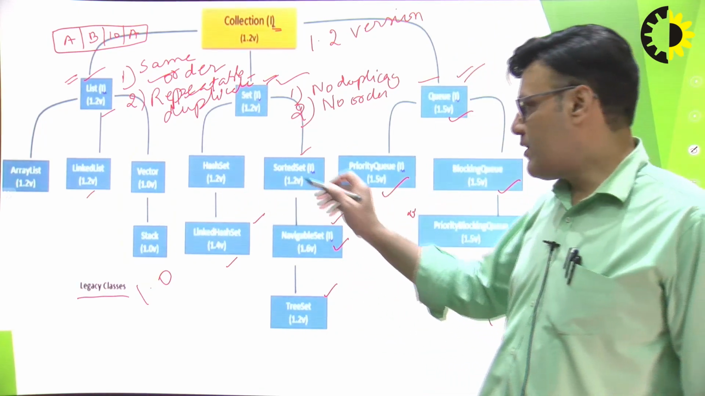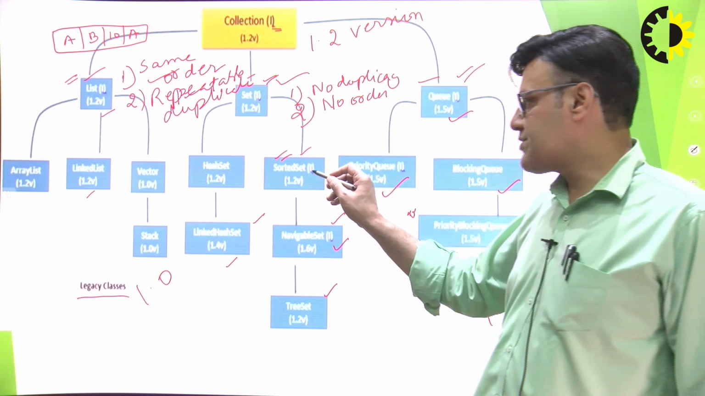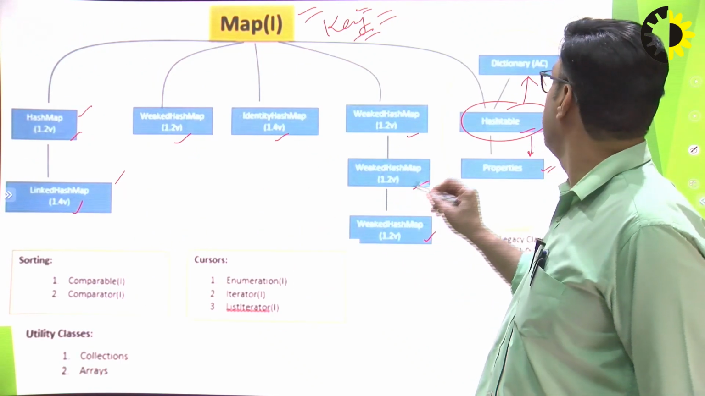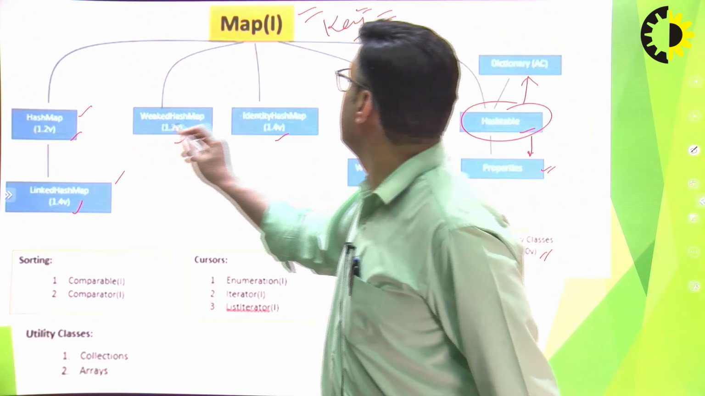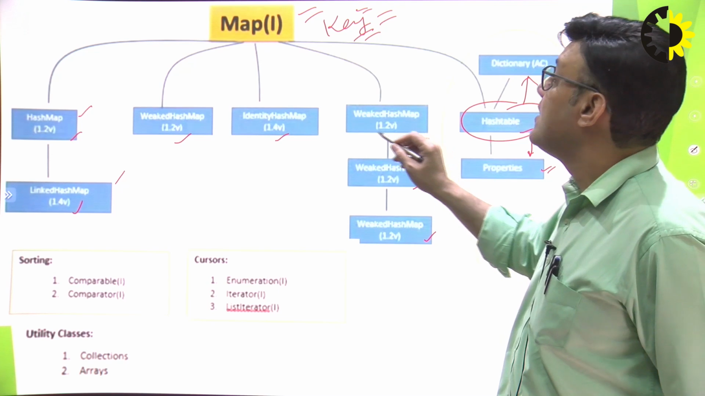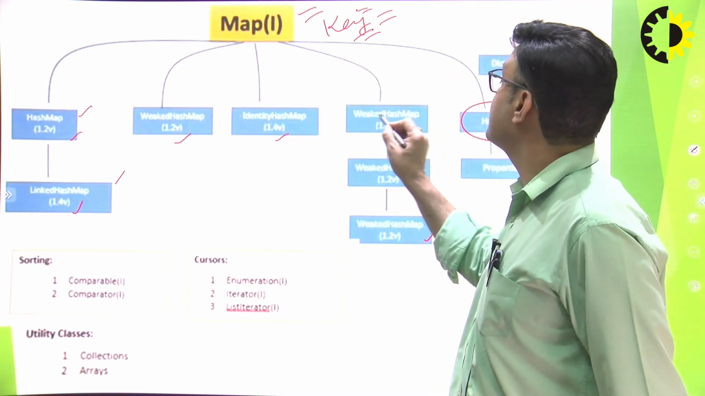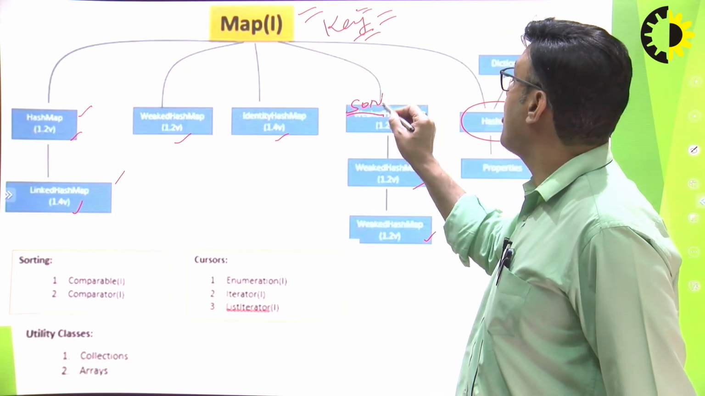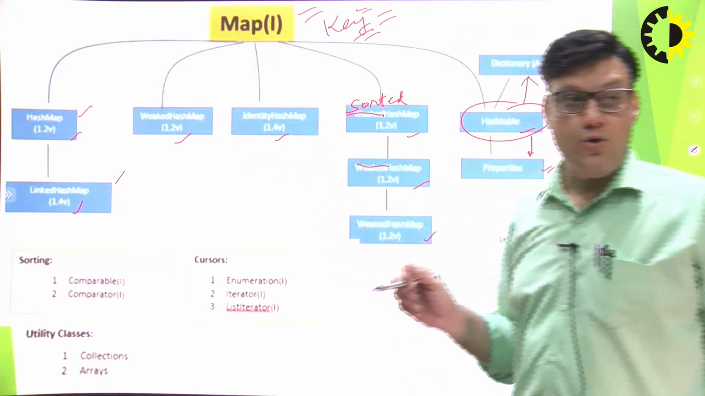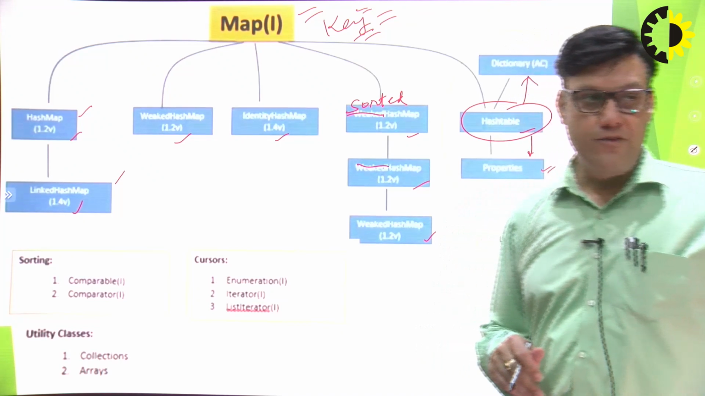Okay, collection. Now here we are using sorted set and sorted list, and again here identity hash map, dictionary, hash table, weak hash map, and sorry, this is sorted hash map. So there are two important concepts that we will use.